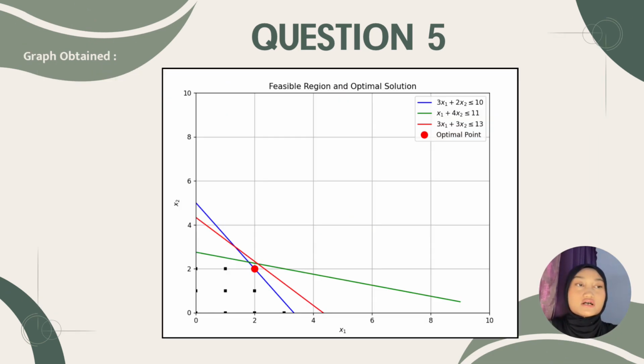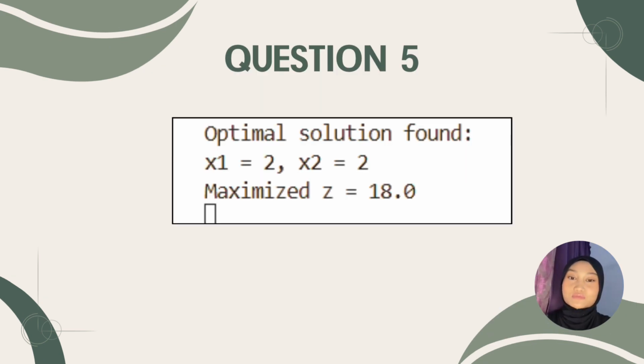So this is the graph that we obtained from the previous coding. As we can see, the feasible area is plotted using black squares, between the region 0, 2 and 2, 0. And we can see that each constraint is lined using a different color, and also the red dot points out the optimal solution point. So from the previous coding, we get the output for the optimal solution, where x1 is equal to 2 and x2 is equal to 2, and the maximization is 18.